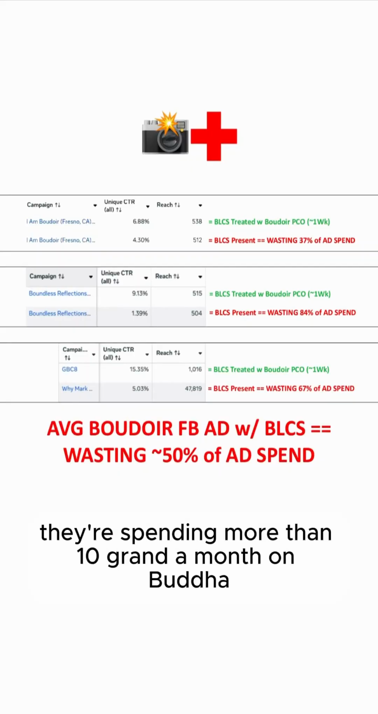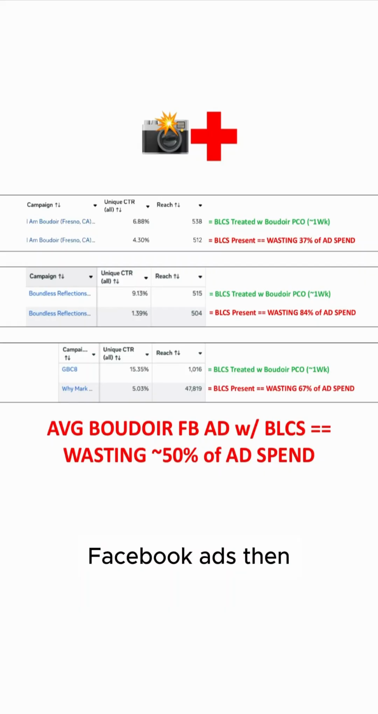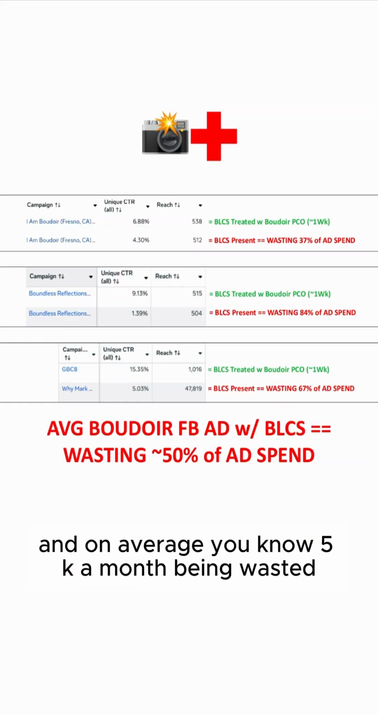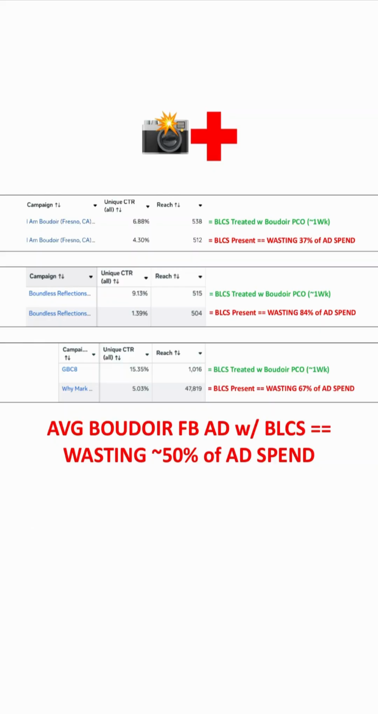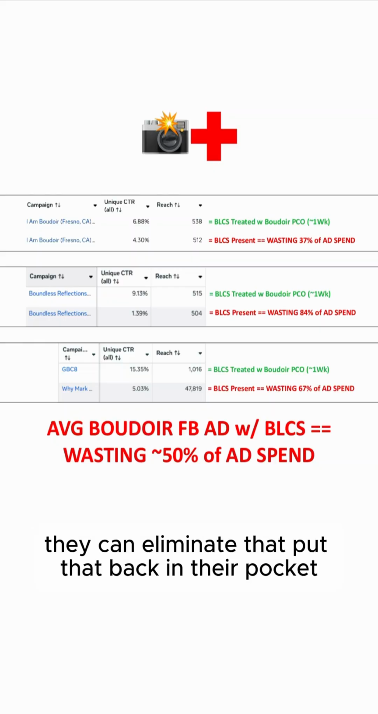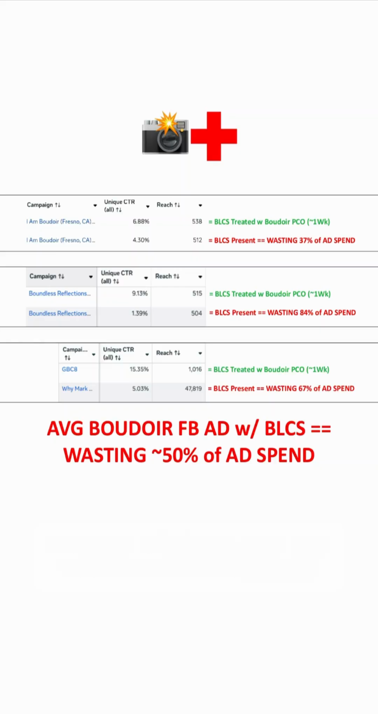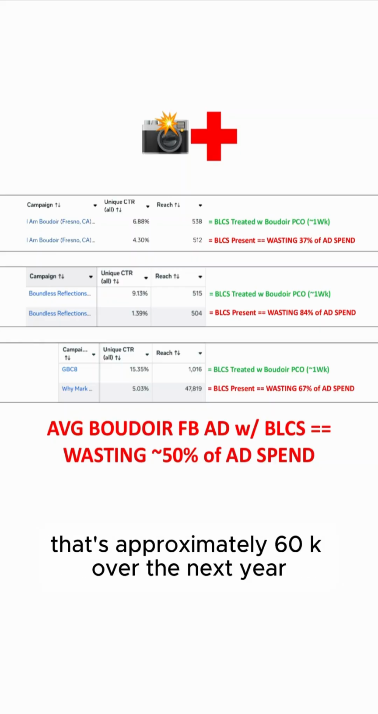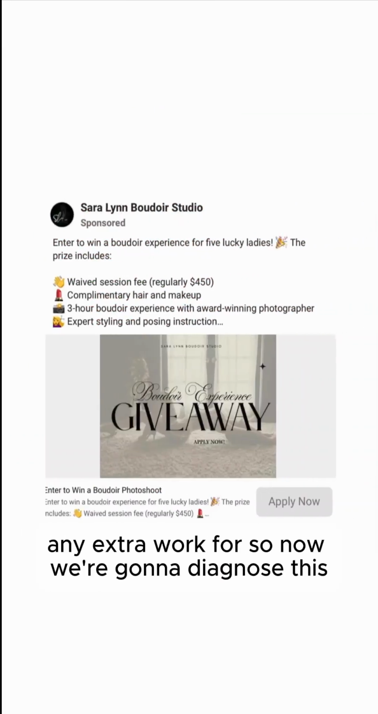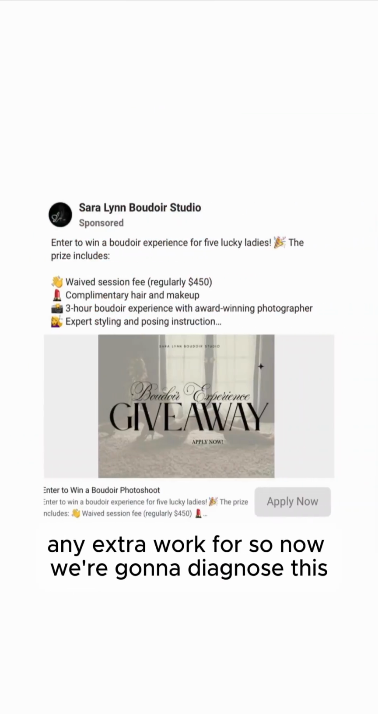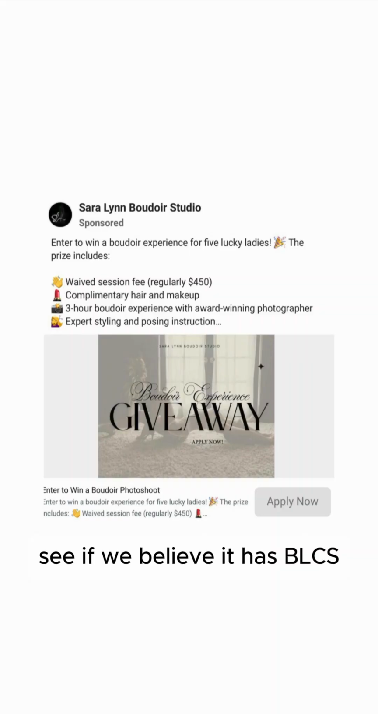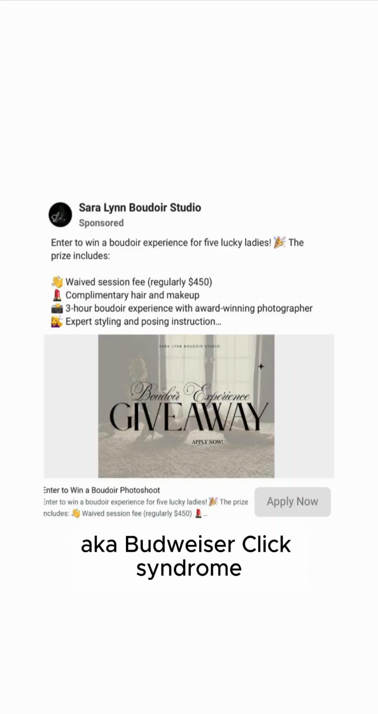so they're spending more than 10 grand a month on Boudoir Facebook ads. Then on average, 5K a month is being wasted. They can eliminate that, put that back in their pocket. That's approximately 60K over the next year. So now we're gonna diagnose this, see if we believe it has BLCS, aka Boudoir low click syndrome.